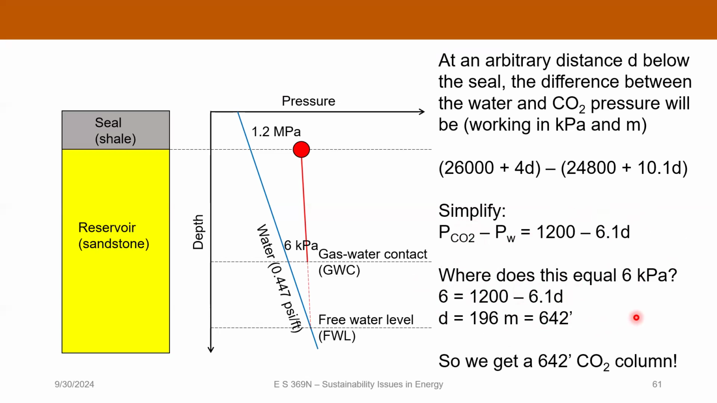And so this means that we can store a maximum column of 642 feet of CO2 beneath this seal before it will start to leak. Okay. This is a really important calculation to do when you're looking at sequestration targets, because you need to know what the ultimate storage capacity of your saline aquifer is going to be. Because the problem is, if you inject too much CO2, it will leak. And that's what we want to try to avoid. And so you want to make sure you have a good handle on what your seal capacity is.